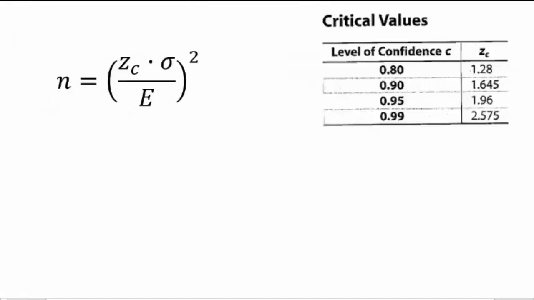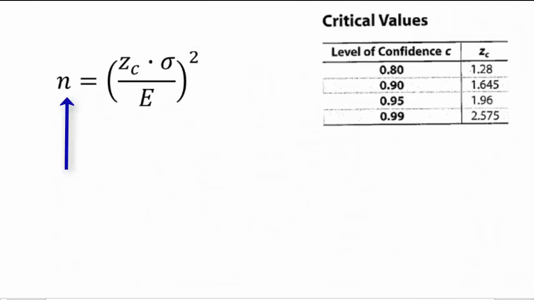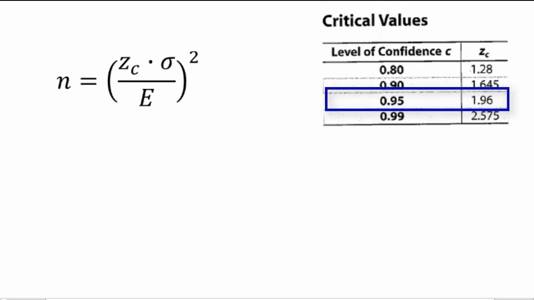I went ahead and provided the formula we will be using to determine the minimum sample size, n, that is needed to estimate the population mean, mu. Since we are assuming the population is normally distributed, we can use the z-score that corresponds to C, which is the level of confidence. In our case, the level of confidence, C, is 95% or 0.95.